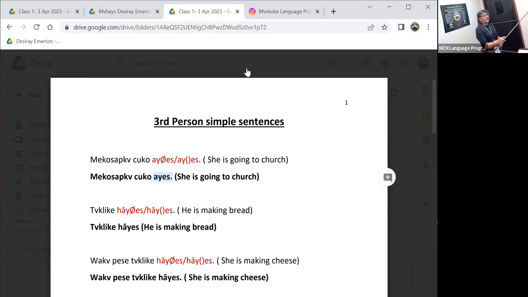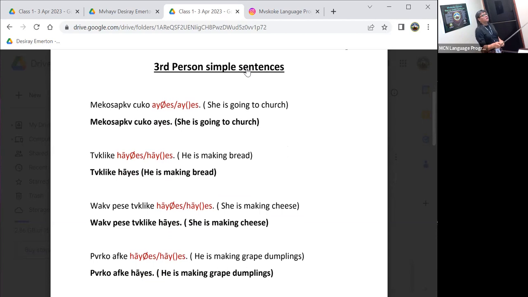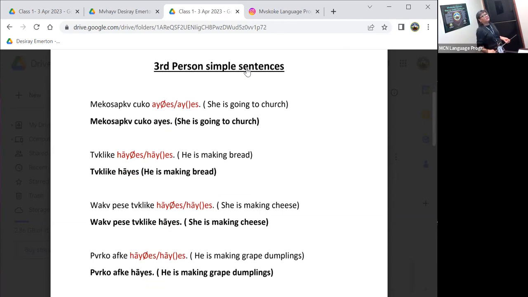But when you conjugate it to the final form, the one that's highlighted is how it would be conjugated. She is going to church, or he is going to church, or it is going to church, or they are going to church. Daklegi hayes. Hayes, sorry. Daklegi hayes. He is making bread.